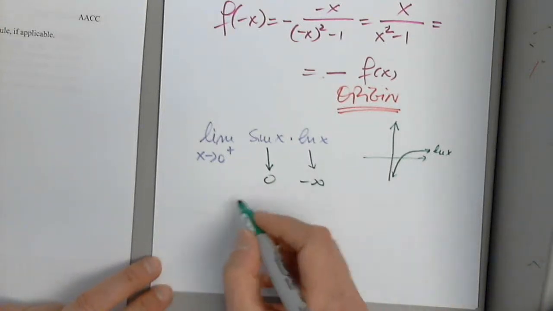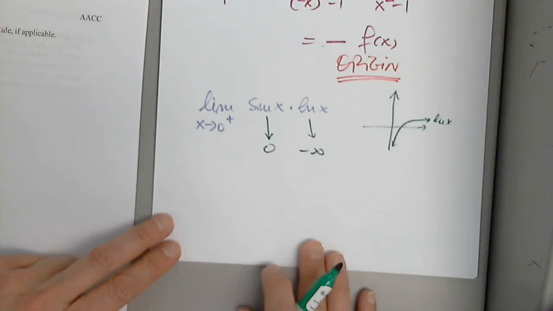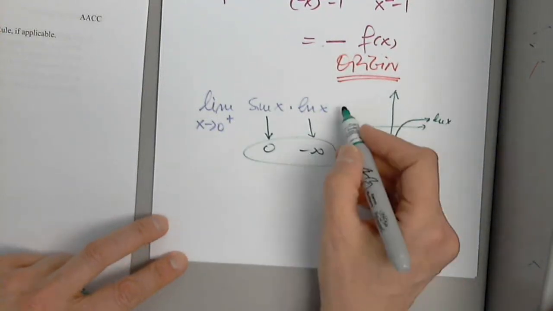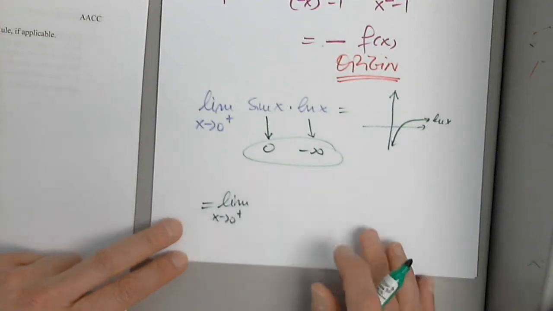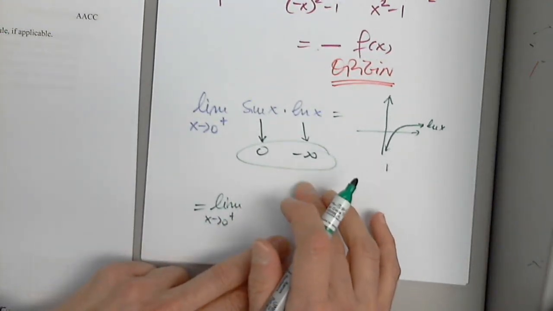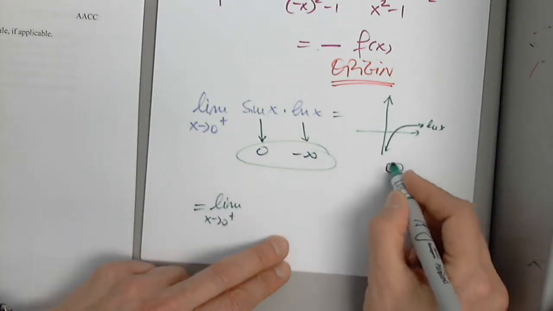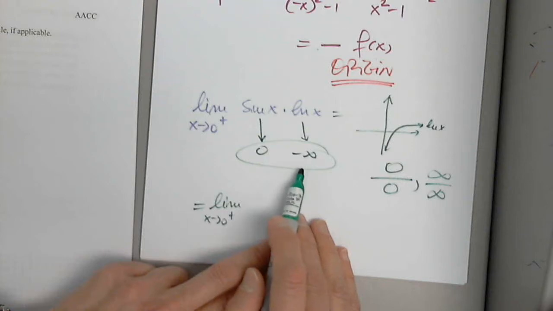Negative infinity. 0 times infinity or 0 times negative infinity is the same type of situation. It's an indeterminate case. I cannot conclude. What do I do? So here's a hint. No, I cannot differentiate in the product form. I can only differentiate in 0 over 0 or infinity over infinity. And this is not ready yet.